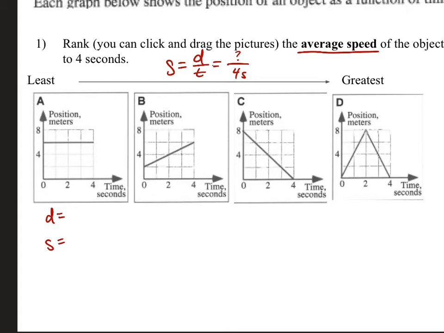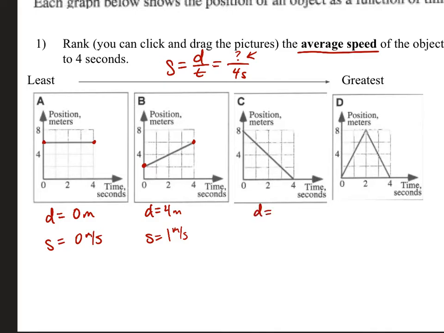Well, for the first one, it stays at 6 the entire time. So the distance there would be 0 meters. It didn't move. So if the distance is 0, the speed is also 0. In B, the distance was from 2 to 6, so 4 meters. So if I put 4 in my speed formula up here, 4 divided by 4, that's a speed of 1 meter per second.